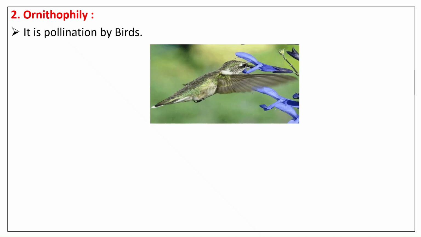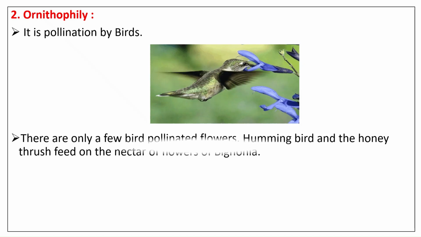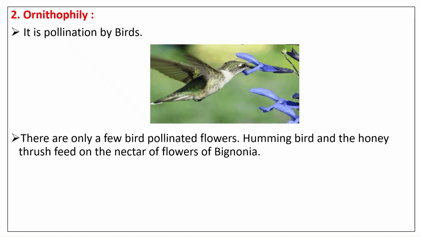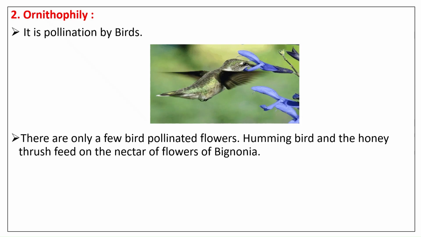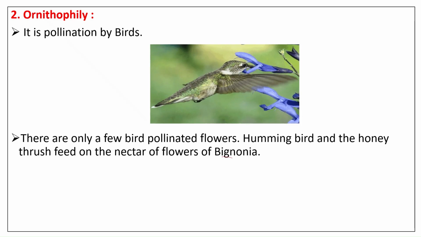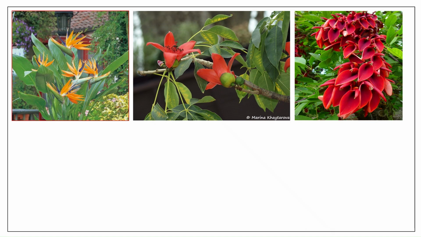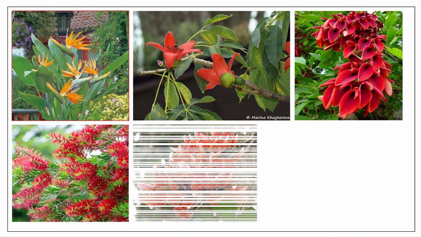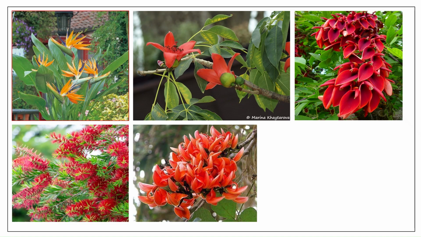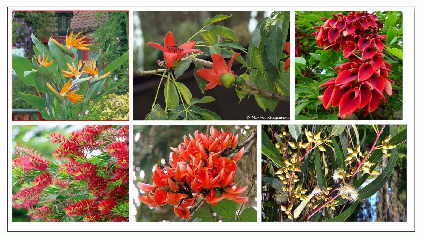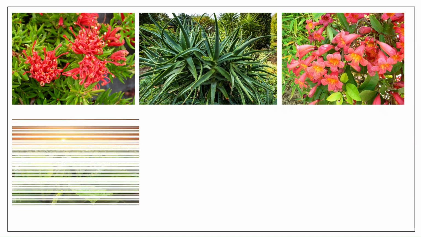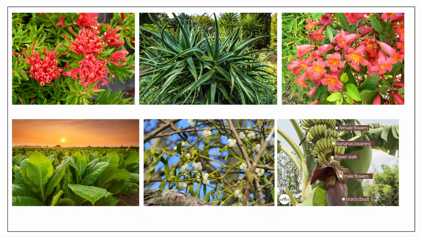Next, 2. Ornithophily. It is pollination by birds. There are only a few bird-pollinated flowers. Hummingbirds and honey thrushes feed on the nectar of flowers of bignonia. Examples: Strelitzia, bombax, silk cotton tree that is semal, erythrina that is coral tree, callistemon that is bottlebrush, Butea monosperma, eucalyptus, grevillea, agave, aloe, bignonia, tobacco, viscum, banana, etc.